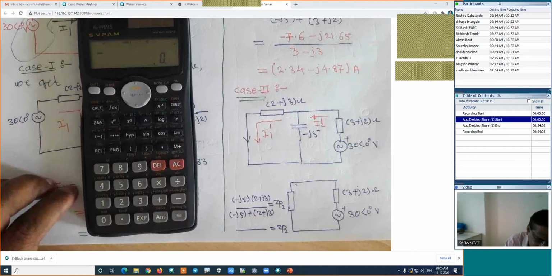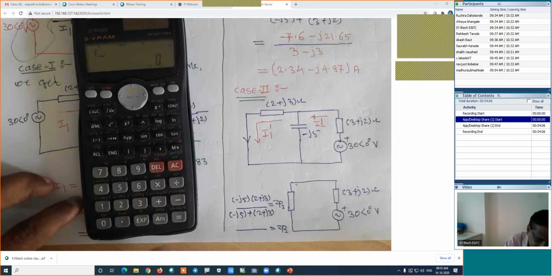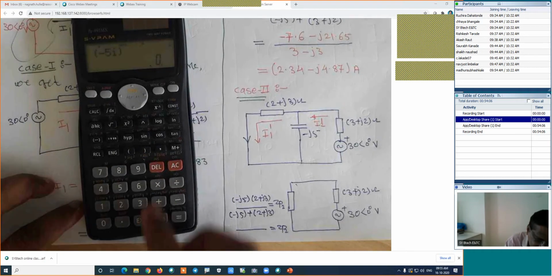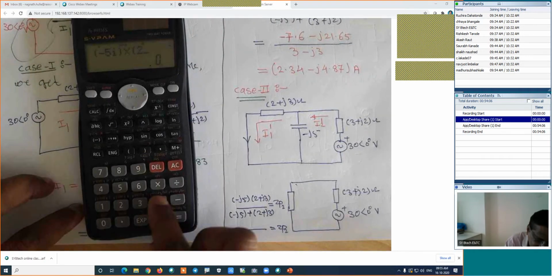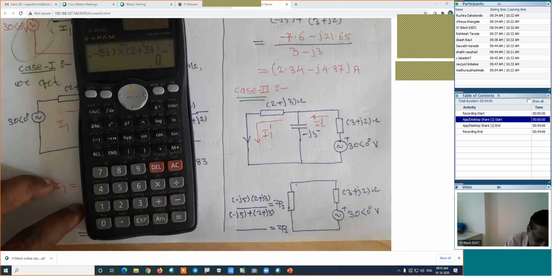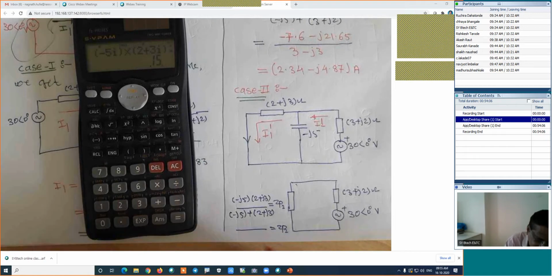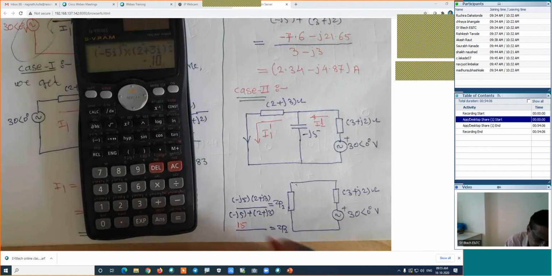How are the calculations here? Multiplication in the numerator: (5 minus j5) times (2 plus j3), in this case minus 5i, times the second part, which is 2 plus 3i, is equal to. The real part is 15. This is the real part of this calculation. Then shift and equal to, if I am using that, minus j10 is the imaginary part of that calculation.